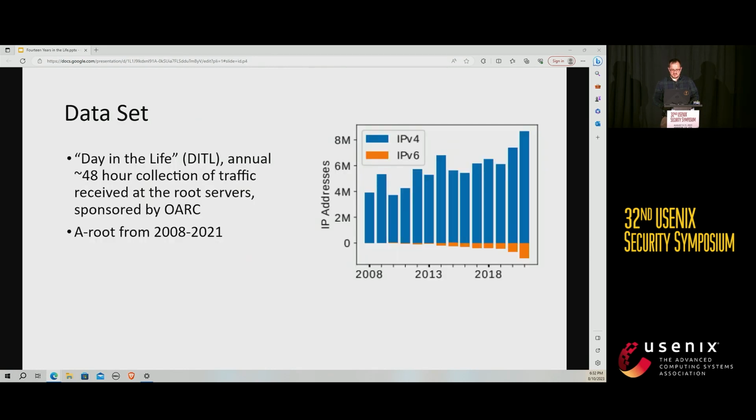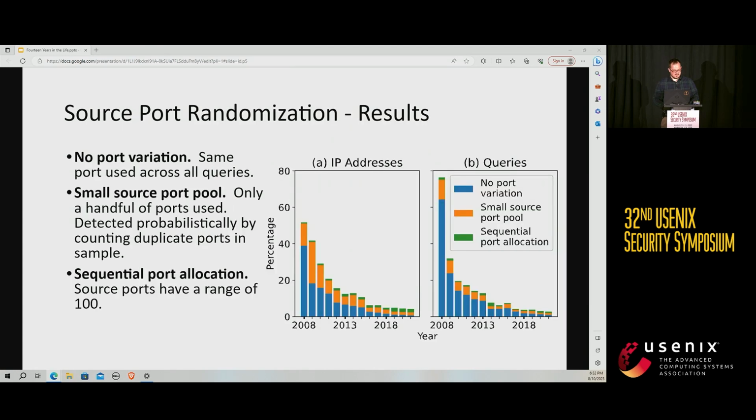Our data came from DITL collections, Day in the Life, an annual 48-hour collection of traffic received at the root servers, sponsored by OARC. We specifically looked at traffic received at a root from 2008 to 2021. So now onto our results.